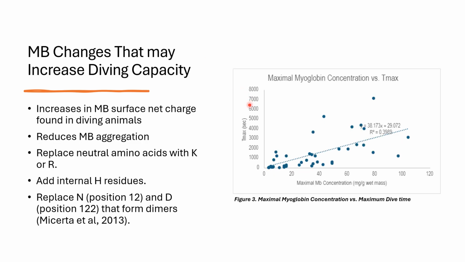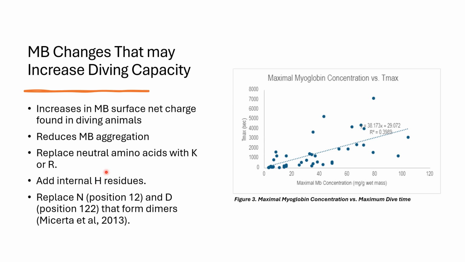According to the article Evolution of Mammalian Diving Capacity Traced by Myoglobin and Net Surface Charge, there are a few changes that can increase diving capacity. One is increasing the myoglobin's surface net charge, which could potentially prevent myoglobin molecules from aggregating together as there can be more repulsion, and so there can be a higher concentration of them within a certain area. Another way of doing this is to replace neutral amino acids or negative amino acids with positive amino acids such as lysine or arginine. And you can also add internal histidine residues as they can be partially positive.